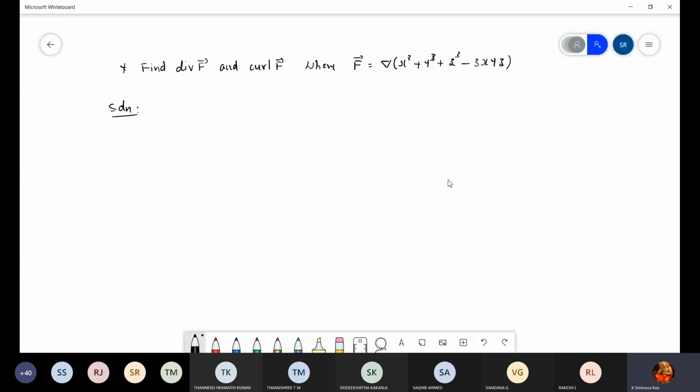Am I audible now? Yes, sir. What is f? What is the RHS actually? Del into what? It is a scalar, x cube plus y cube plus z cube minus 3xyz. See, without the unit vectors i, j, k, it is a scalar. A scalar we represent as phi. So it is given f is equal to del phi. Del phi is nothing but the gradient, grad phi. Okay, take down.